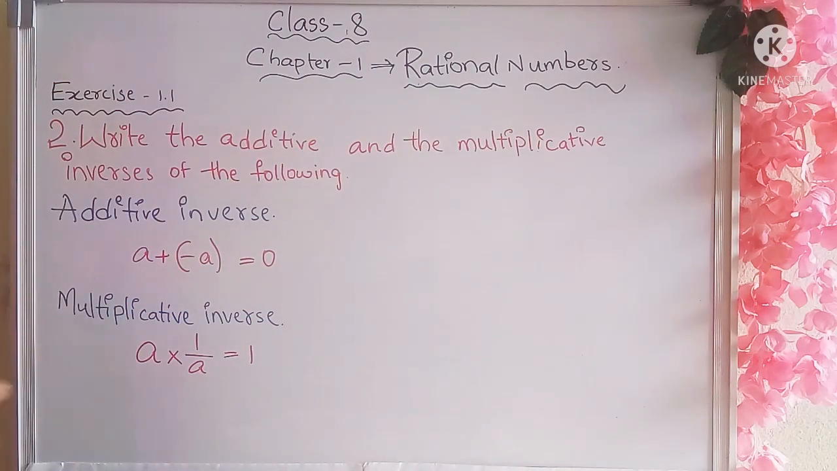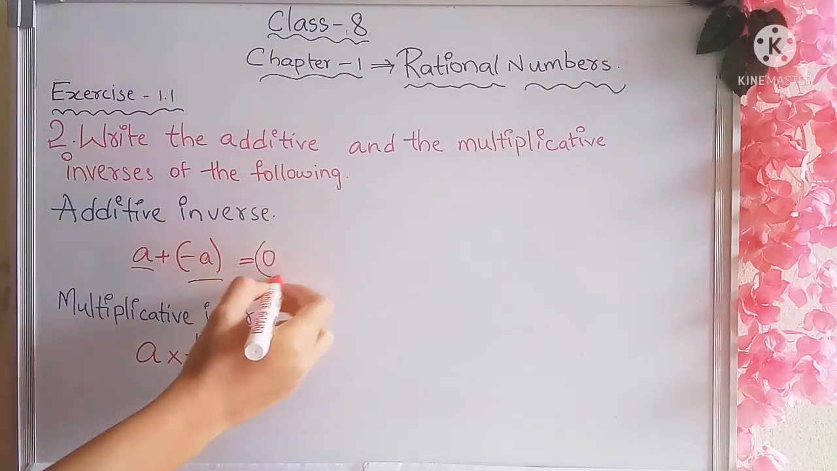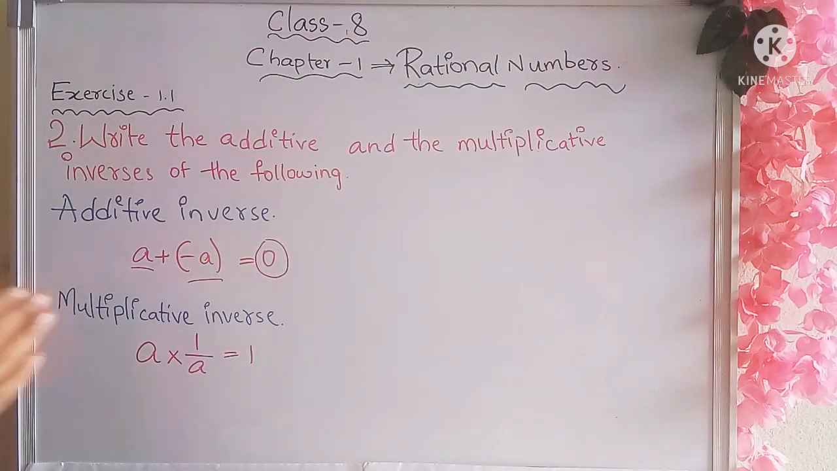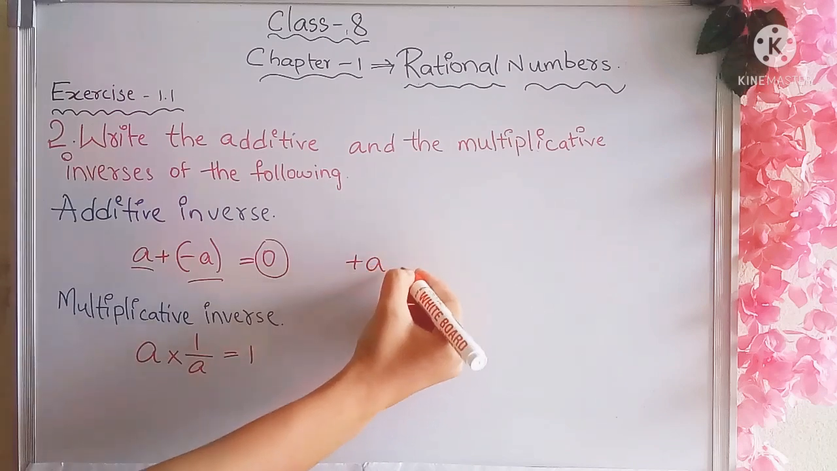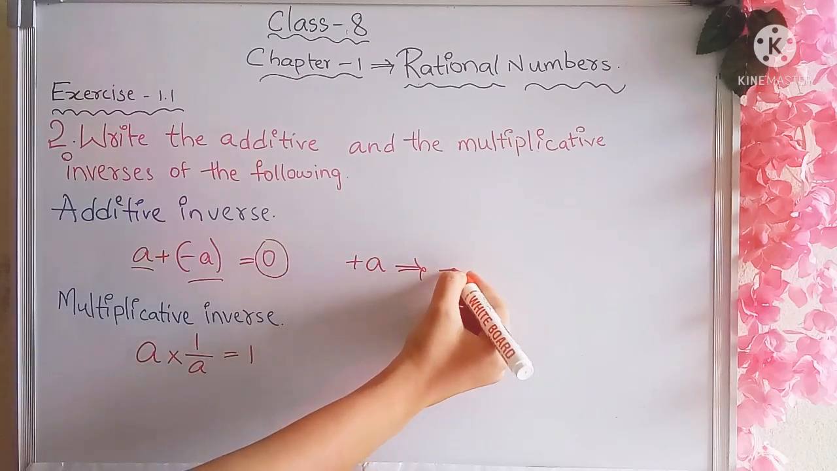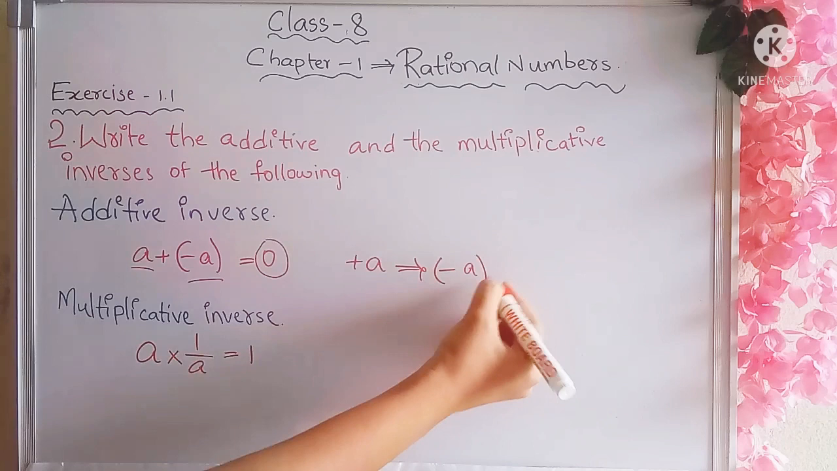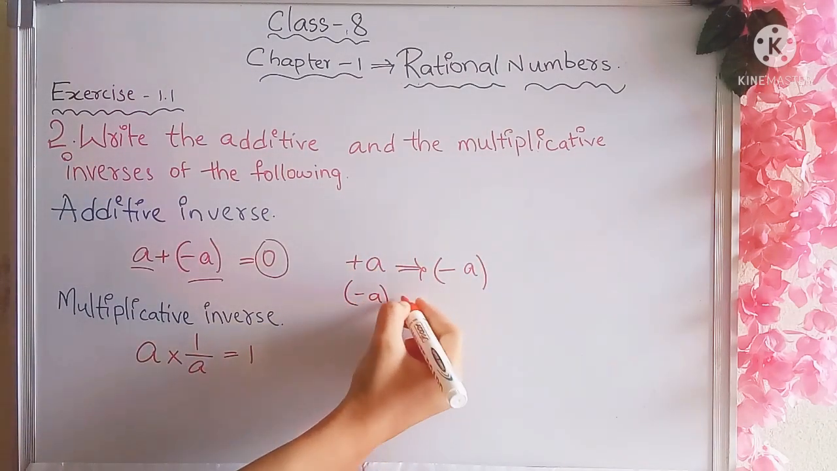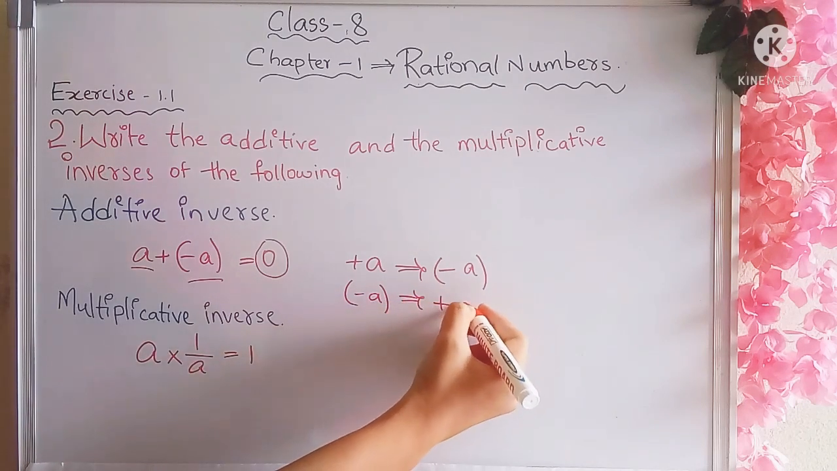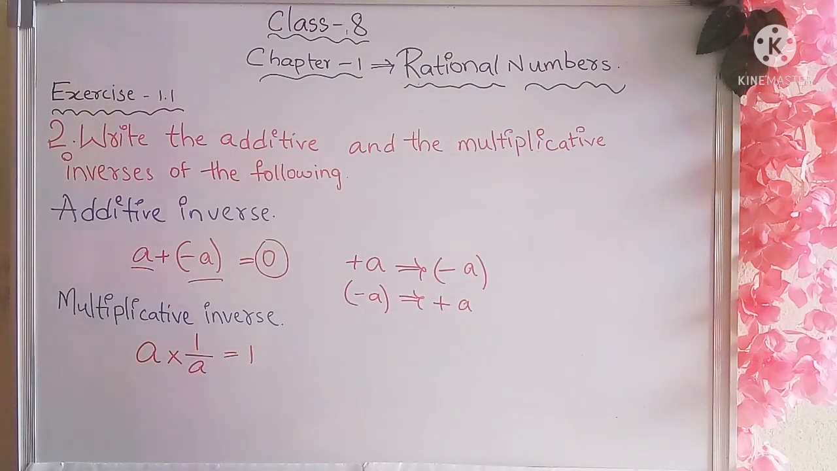First, let's see the definition of an additive inverse. The meaning of an additive inverse is that a positive number plus a negative number is equal to 0. This is the proper meaning of an additive inverse. So we can say that the additive inverse of a positive A is a negative A, and the additive inverse of a negative A is a positive A. This is the definition of an additive inverse.